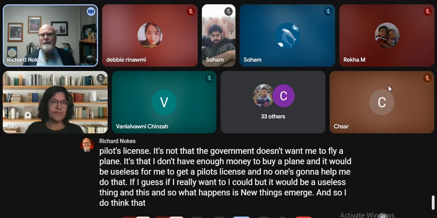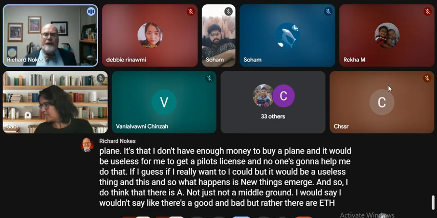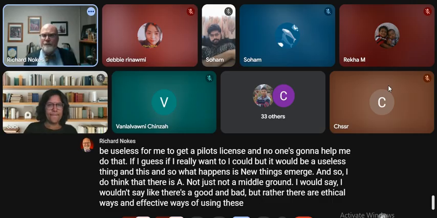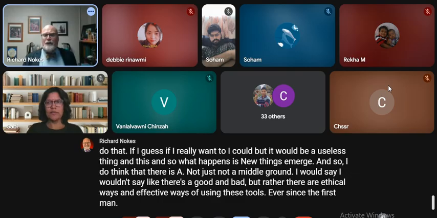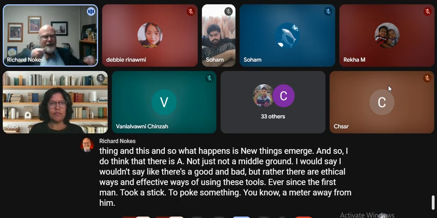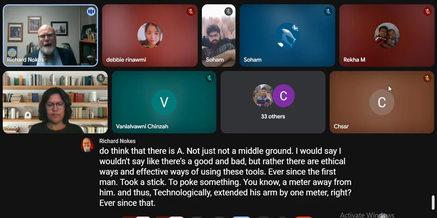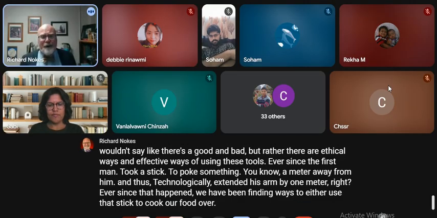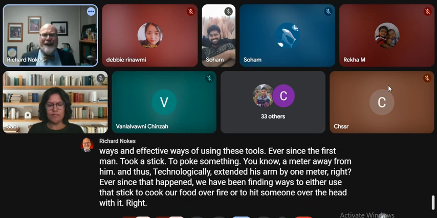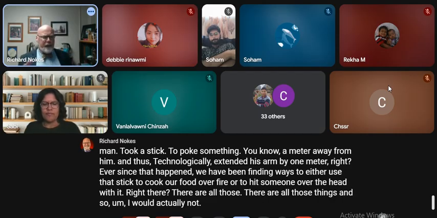And so I do think that there is not a middle ground, I would say. I wouldn't say there's a good and bad, but rather there are ethical ways and effective ways of using these tools. Ever since the first man took a stick to poke something a meter away from him, and thus technologically extended his arm by 1 meter, right? Ever since that happened, we have been finding ways to either use that stick to cook our food over fire, or to hit someone over the head with it.